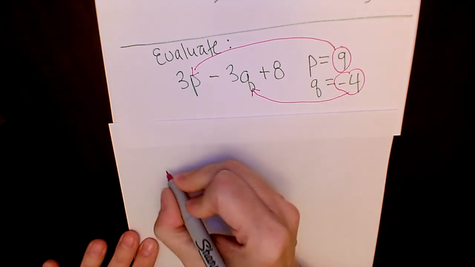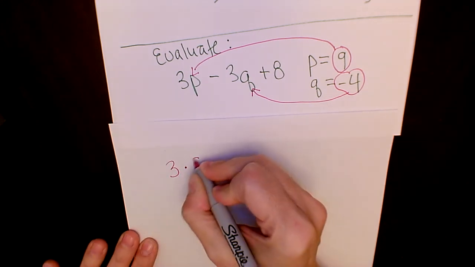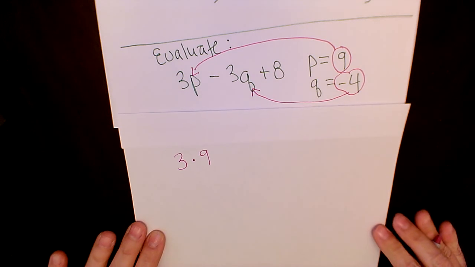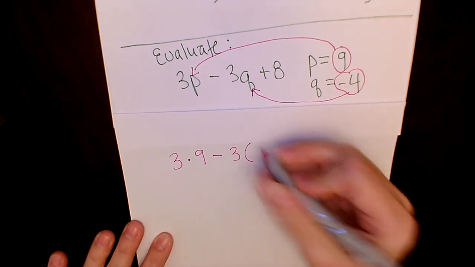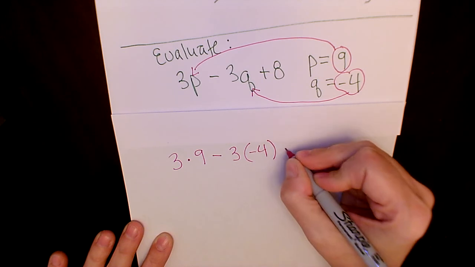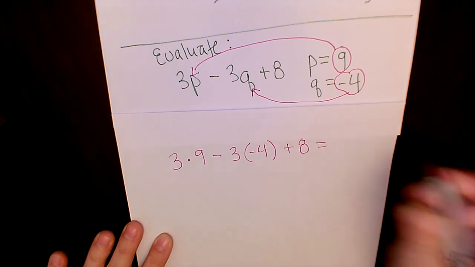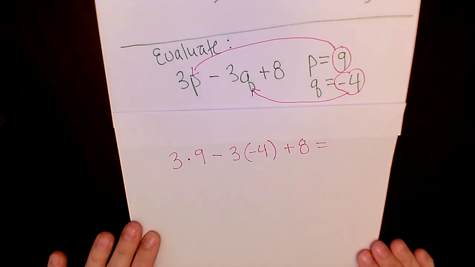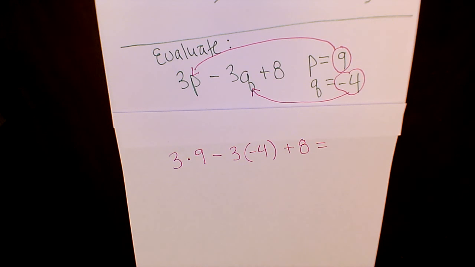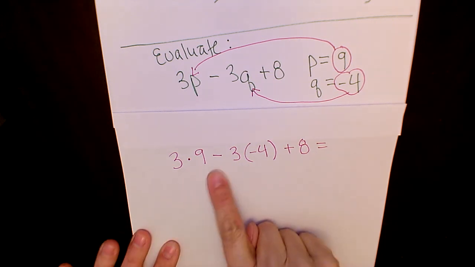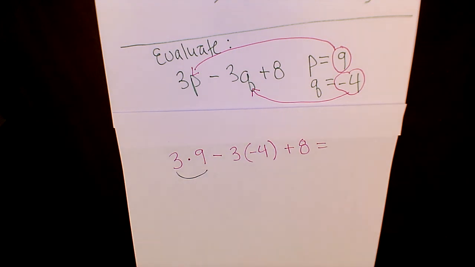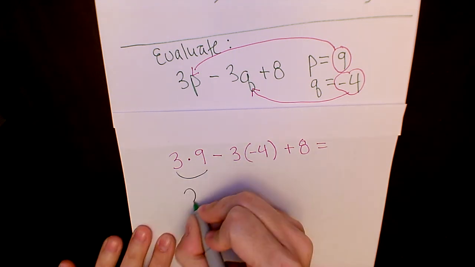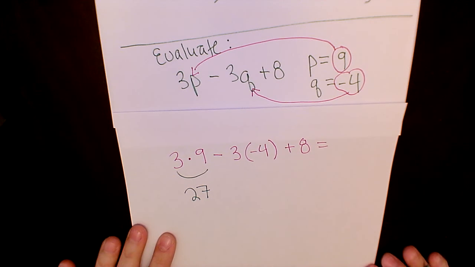Okay? So 3 times 9, because 9 is p, minus 3 times negative 4 plus 8. Okay, so let's just go left to right for PEMDAS. So 3 times 9, got a positive 3 and a positive 9. That's just a regular multiply, that's 27.